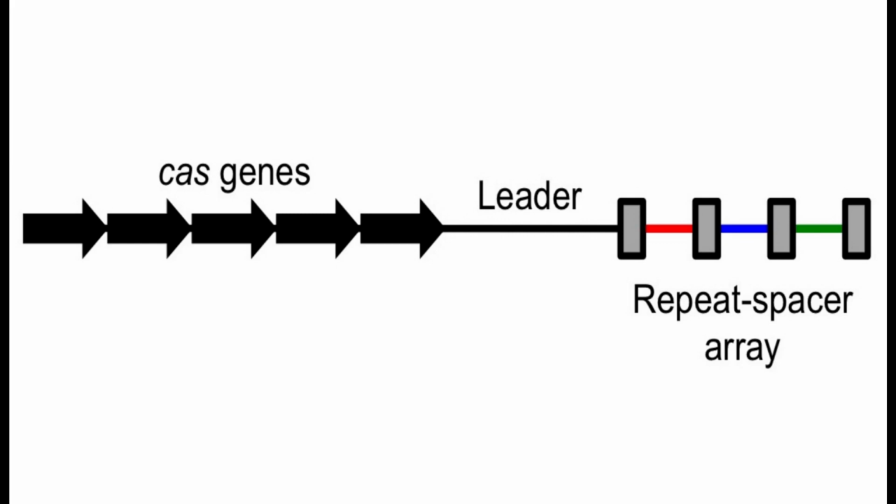You might find clusters of Cas genes next to CRISPR repeat spacer arrays. There are two classes of CRISPR-Cas systems, Class 1 and Class 2. Class 1 uses a complex of multiple Cas proteins, while Class 2 uses a single large Cas protein. Class 1 is further divided into types 1, 3, and 4, and Class 2 is divided into types 2, 5, and 6. All in all, there are 6 system types, which are then divided into 19 subtypes.